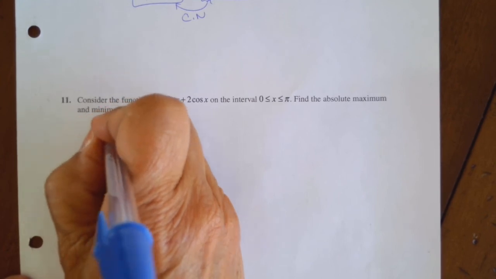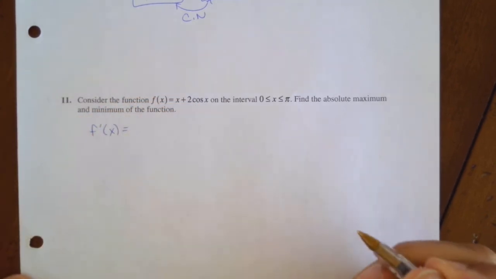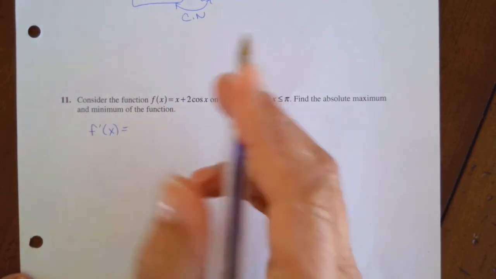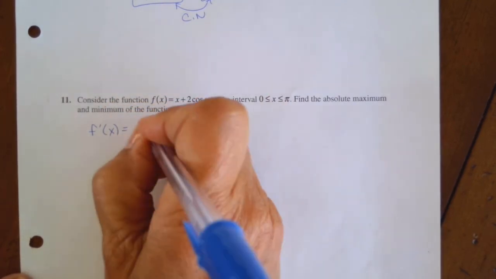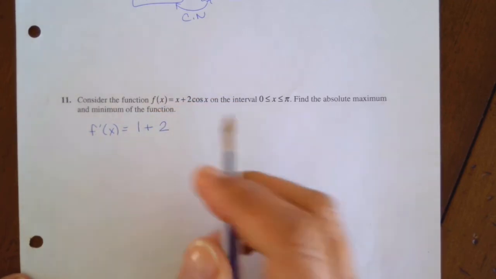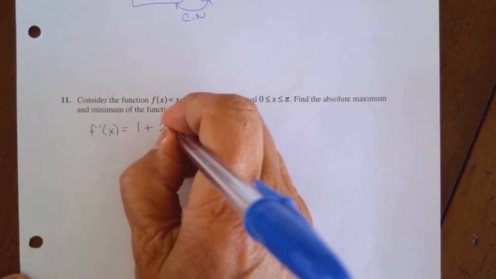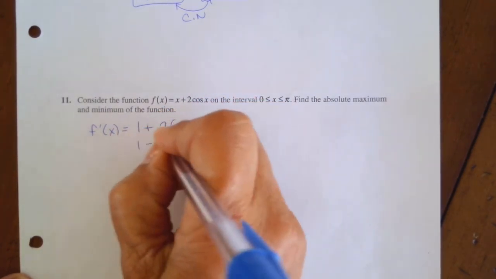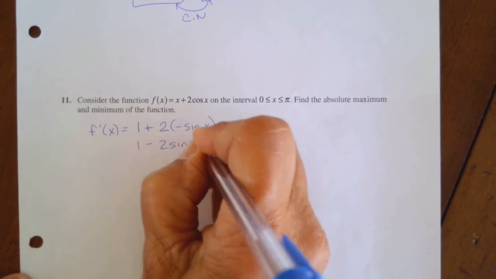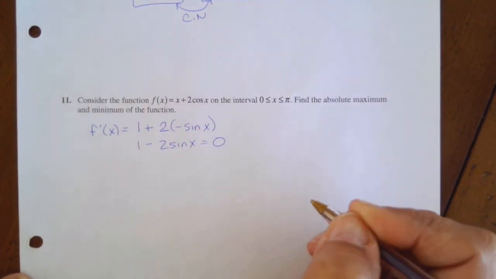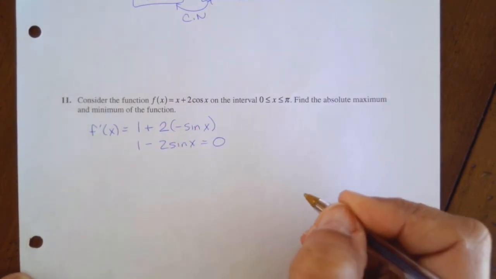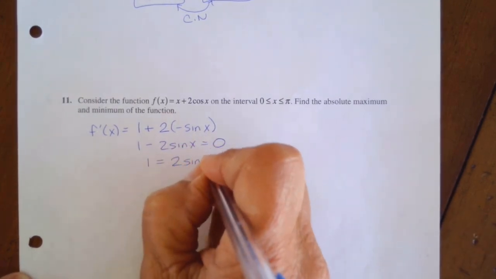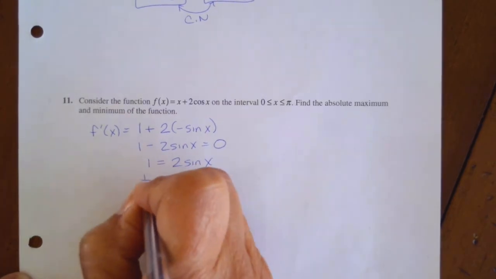Let's find the derivative, and we need to let the derivative equal 0. So let's find the derivative of this function. Derivative of x is 1 plus, leave the 2 there, right? And then the derivative of cosine is negative sine. So that's going to give us 1 minus 2 sine of x equals 0. So we're going to solve that, okay? All right, I'm going to go ahead and move the 2 sine of x over to the other side to make it positive. Divide both sides by 2.